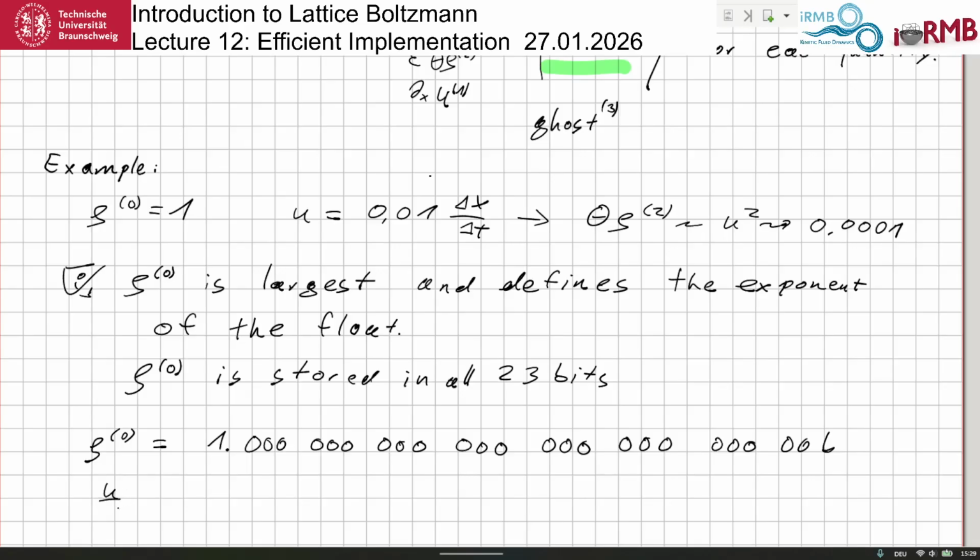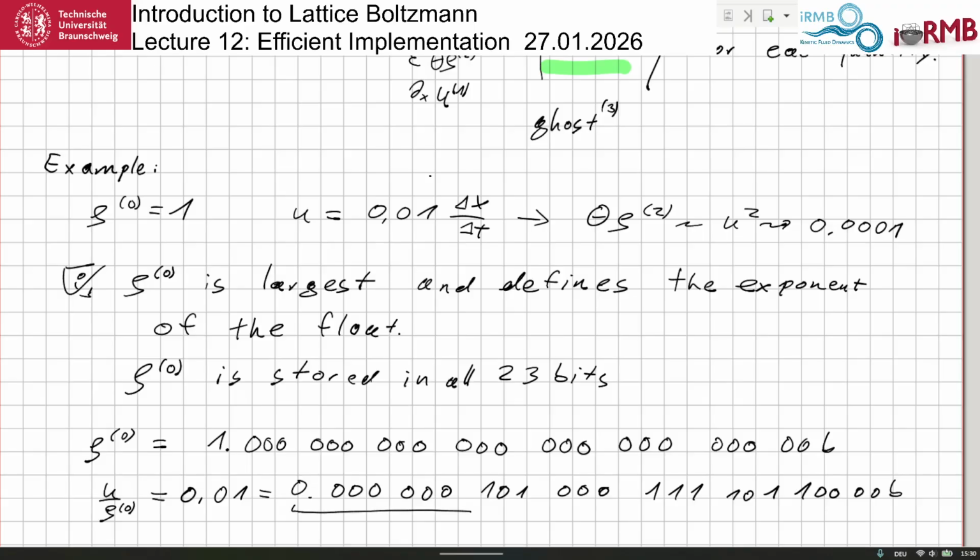So then our velocity, which is u divided by rho 0, this is 0.01, and this can now be rewritten in binary as 0, 0, 0, 0, 0, 0, 0, 1. I'm not making you write this if you don't like, it's just for demonstration. So this is the number that we have here in binary, and what we see is that for this number, which is a usual number, we have lost 7 bits out of 23.